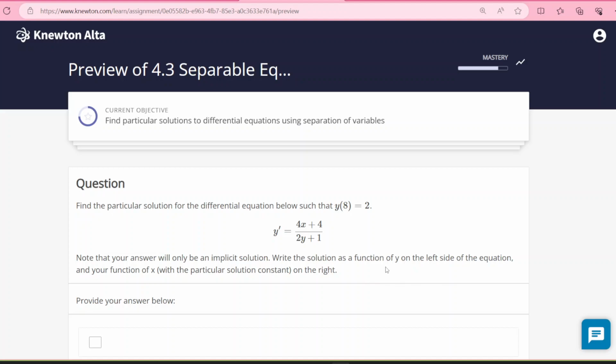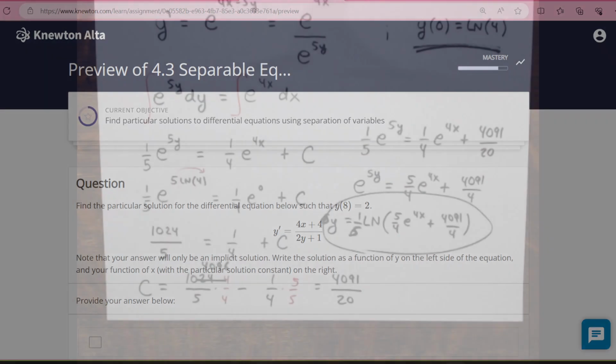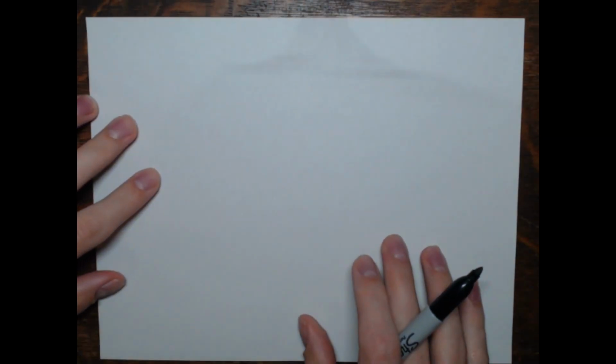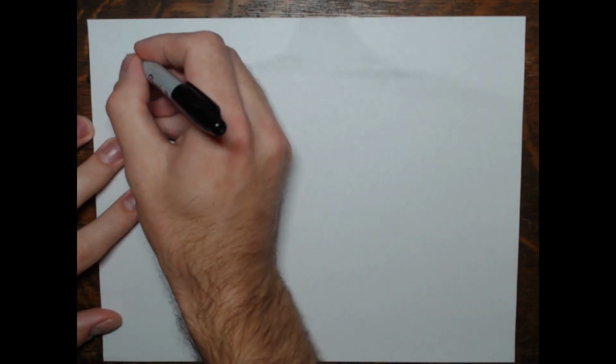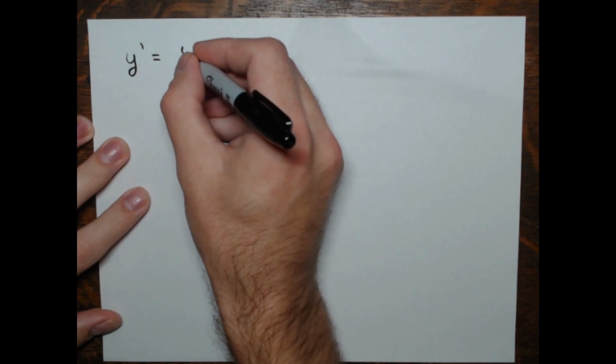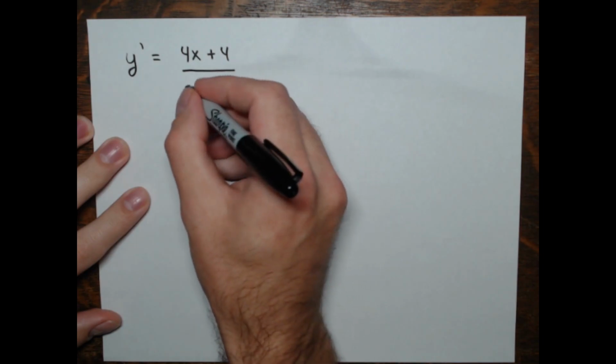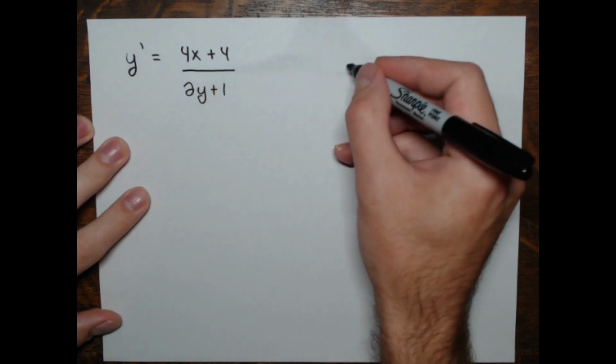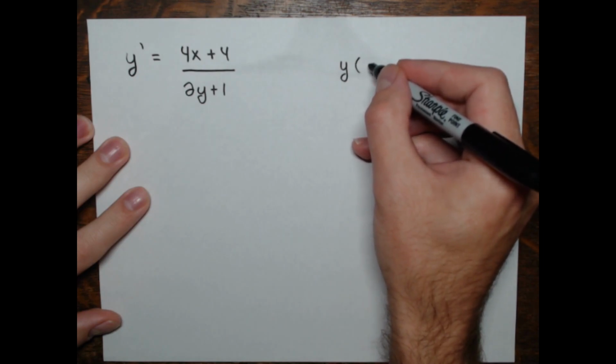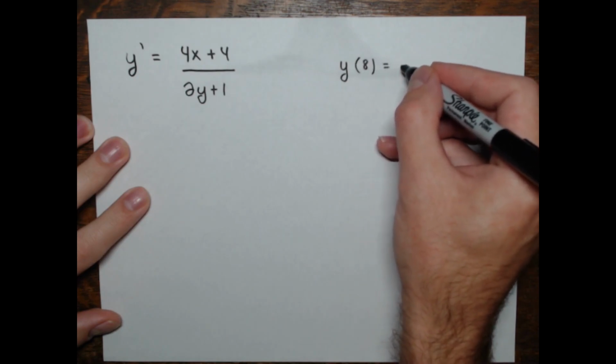So that was function of y, so just stuff with y on the left, and stuff with x and the constant that we find on the right. They don't want us to solve for y here, right? Just an implicit solution. So we have y prime equals 4x plus 4 over 2y plus 1. And the value of y at x equals 8 must be 2.